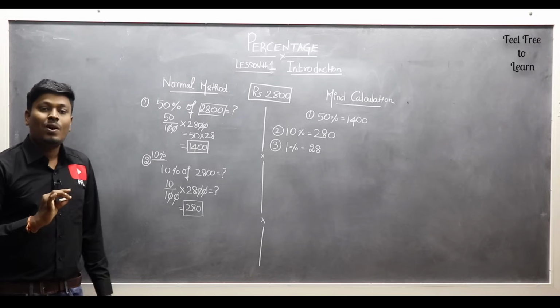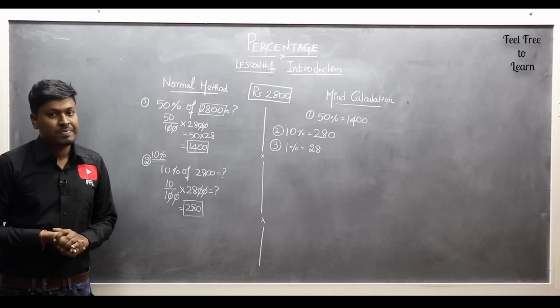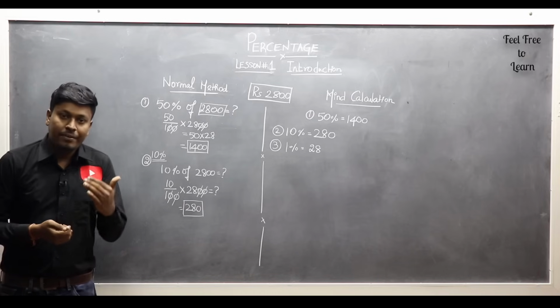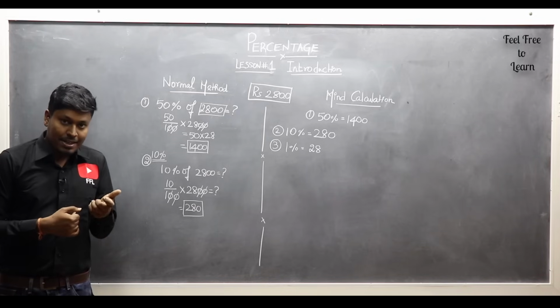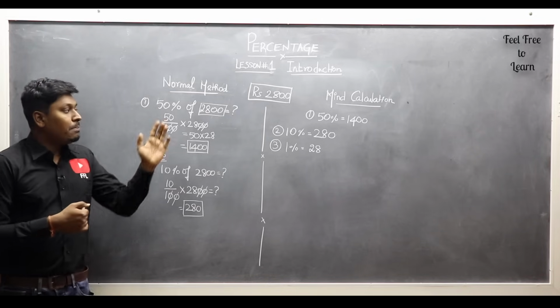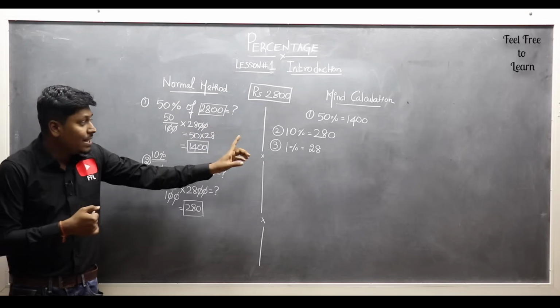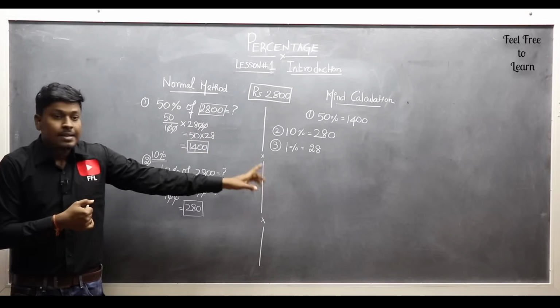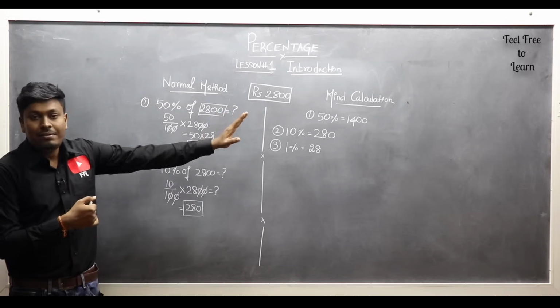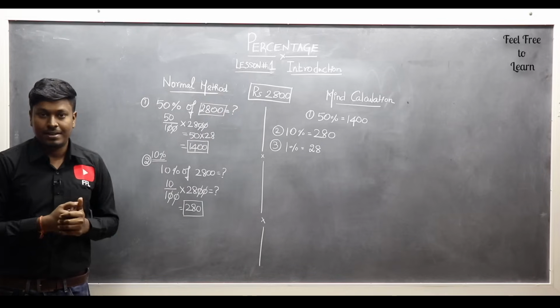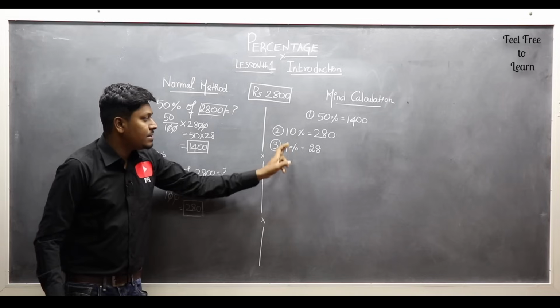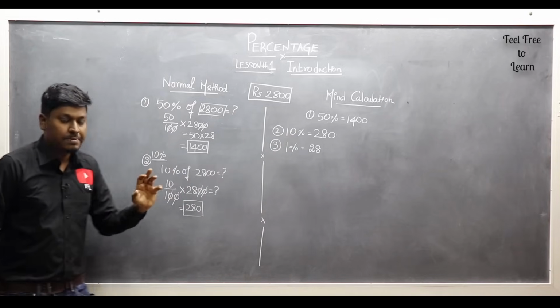Got it? This is called a basic mind calculation. So 50% will be half of the number, and 10% is found by placing a decimal point, leaving one number from the right-hand side. Similarly, if they ask what is 1%, just place a decimal point by leaving the last two numbers from the right-hand side. So this is called 1%, 10%, 50%.